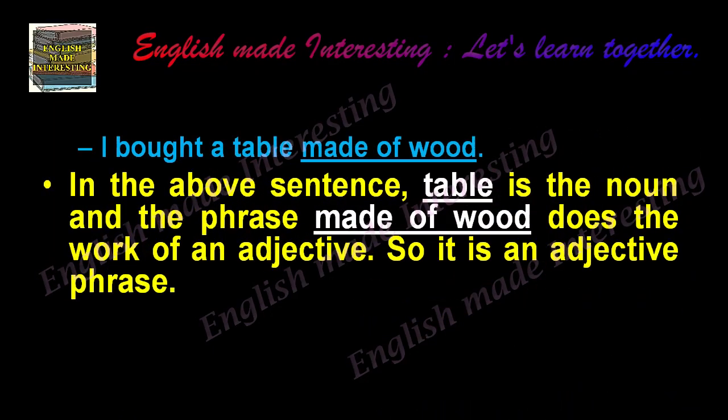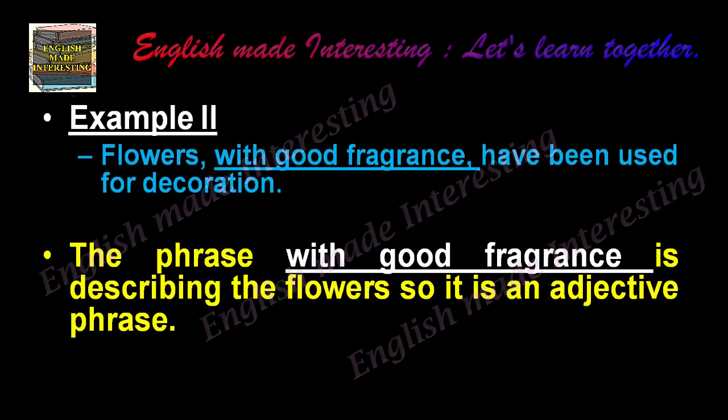Now look at the sentence. I bought a table made of wood. In the above sentence, table is the noun and the phrase made of wood does the work of an adjective. So it is an adjective phrase. Now look at another example. Flowers with good fragrance have been used for decoration. The phrase with good fragrance is describing the flowers, so it is an adjective phrase.